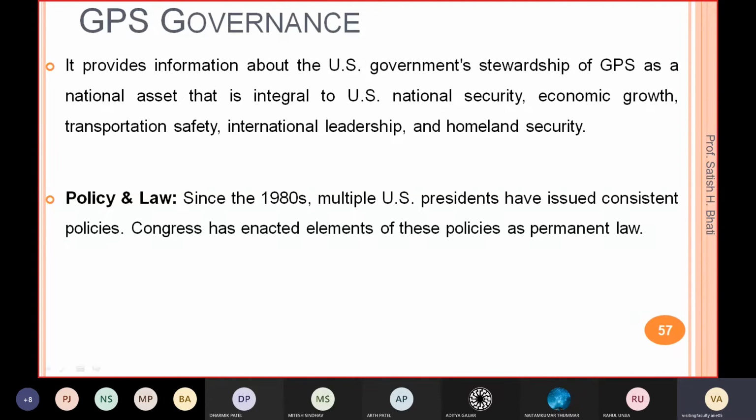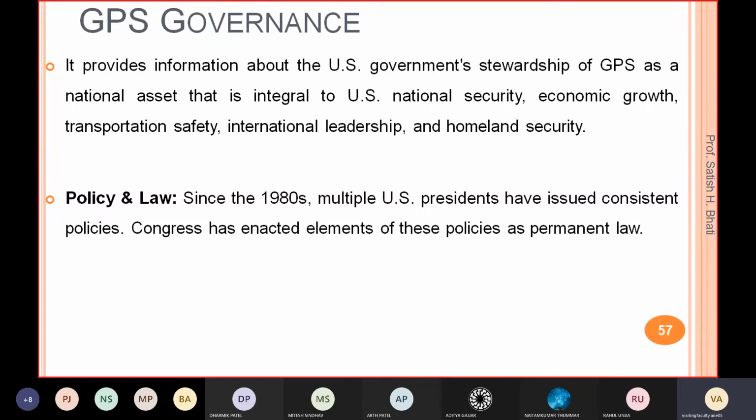So policy and law. Since 1980, multiple U.S. presidents have issued a consistent policy, right? And the Congress has enacted elements of this policy as permanent law, right? So whenever they need to change the policy, generally that policy is given by the U.S. president.